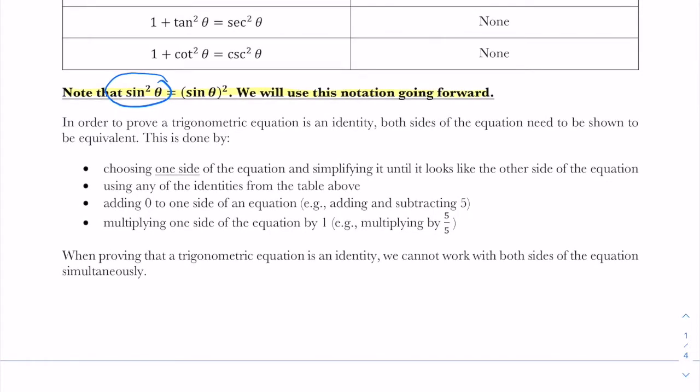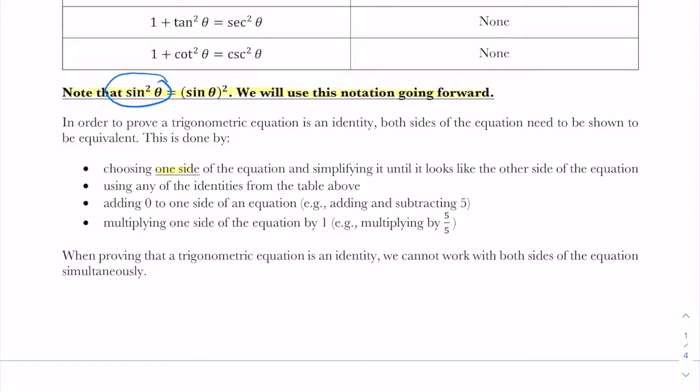We begin by choosing one side of the equation, so either the left side or the right side, and once you pick one side, you have to stick with it. You're going to keep working with that one side of the equation, simplifying it until it looks like the other side. To help you do this, you're allowed to use any of the identities in the table above. You would substitute them in as required. So by the way, you can assume that all of the identities in the table above are true, and you can use them at any point without proof.